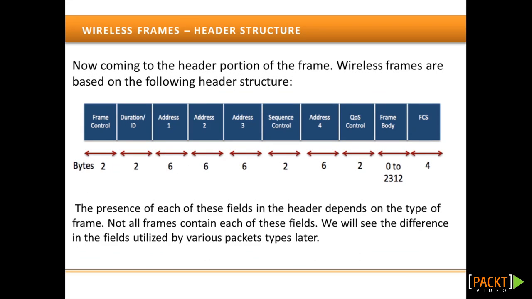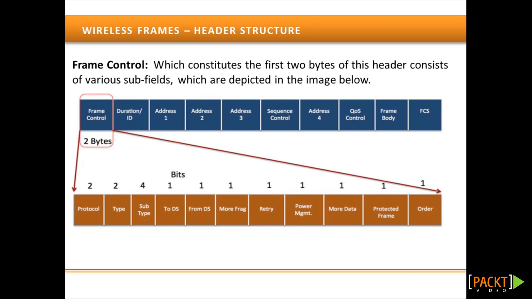Wireless frames are based on the header structure shown on the screen. The presence of each of these fields in the header depends on the type of frame. Not all frames contain each of these fields. We will see the differences in fields utilized by various packets later. The first 2 bytes of the header comprise a field known as the frame control field. This field consists of various subfields, which are depicted in the image shown here.